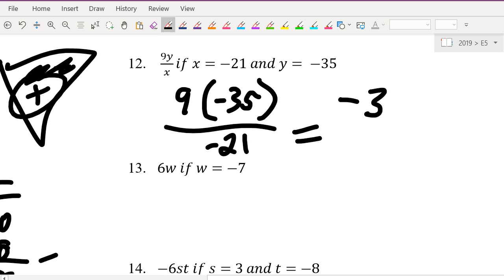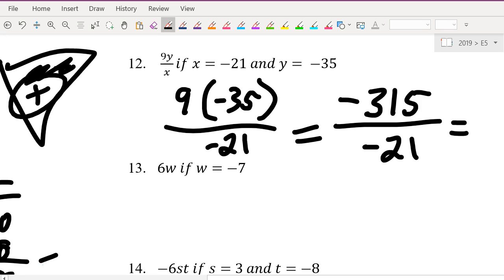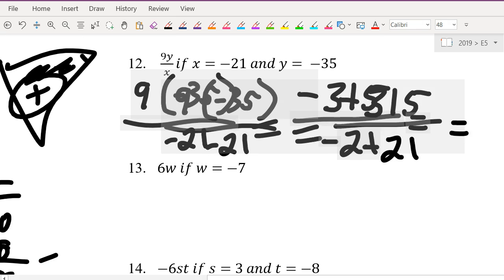315, isn't that what it is? Kind of. Is it 315? Okay, I think it is. I'm going to double check. It is. Okay, I don't have to double check because y'all know. Y'all know. Okay.